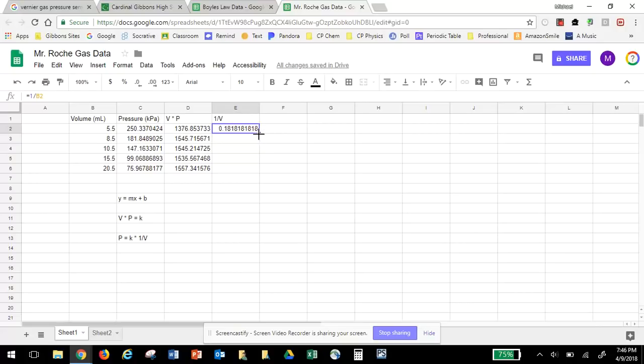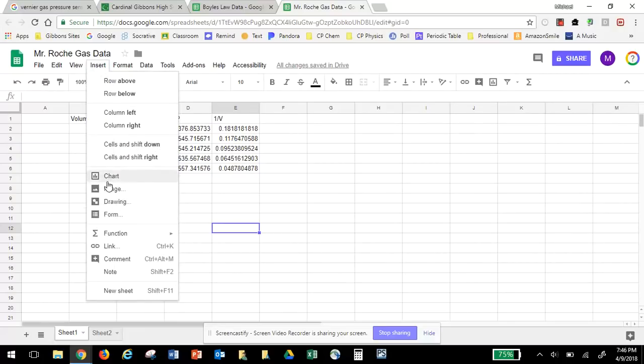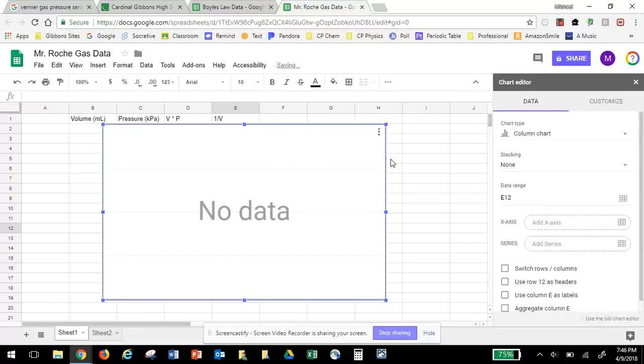We get this little cross, and you're going to drag down on that little dot all the way down again. And now that did all the math for us. So if we want to prove to ourselves that this is a straight line, we now just need to graph this. So we're going to insert a chart, and that'll bring this up.